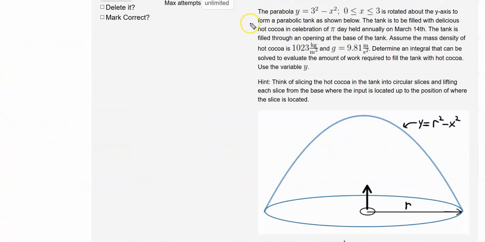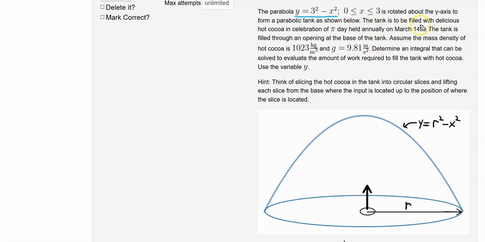Now here we have a web work problem that we're going to do. For this problem, we have that the parabola y equals 3 squared minus x squared, or 9 minus x squared, for x between 0 and 3, is rotated around the y-axis to form a parabolic tank that we have shown down here. So you take this curve, rotate it around the y-axis, and it forms this solid of revolution, and we're just going to think of it as being an empty tank.